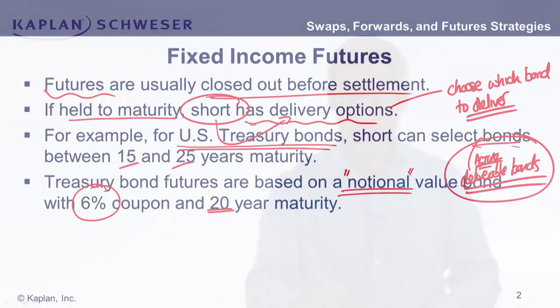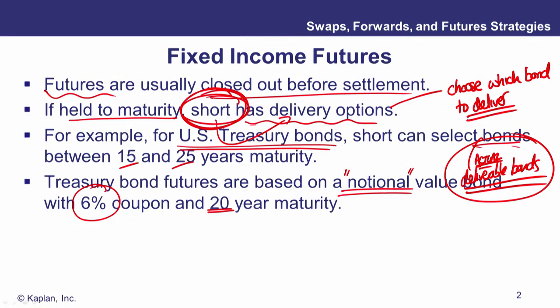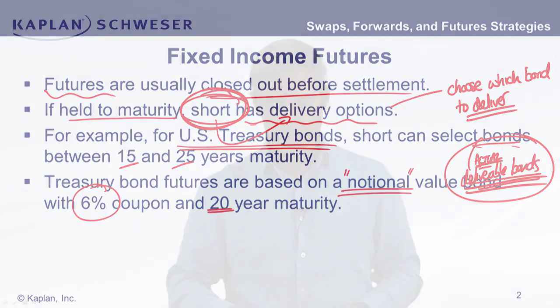So when the short thinks, they ask themselves the question, which bond shall I actually deliver? When the short of the contract decides to buy one of these deliverable bonds and deliver it out under their short futures position, they're going to think, okay, which bond is going to be the best one for me to purchase and then deliver out under the futures contract. They're always going to do what's best for them.